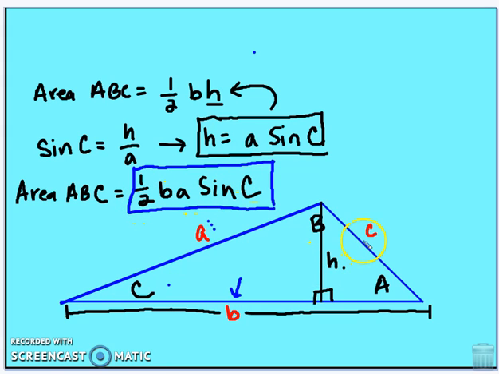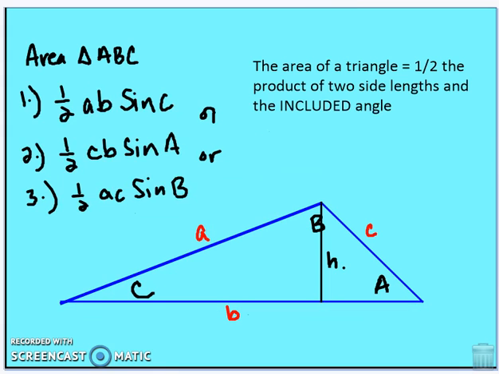And you can do that for any of the angles, given you have the two sides and the included angle. So 1/2 AB sine C, 1/2 BC sine A, and 1/2 AC sine B will all give you the same area for a given triangle. But again, you need to know the two sides and the included angle. So this is how the formulas look. The area of a triangle is 1/2 the product of the two side lengths and the sine of the included angle.